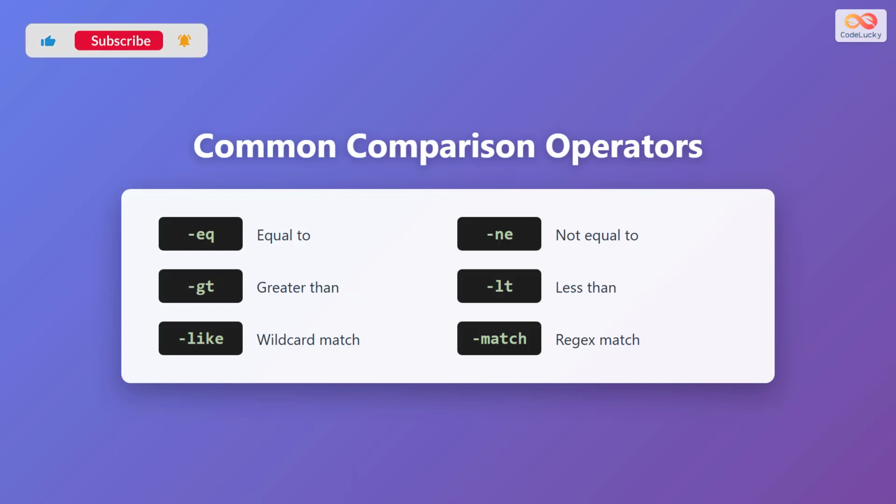PowerShell provides several comparison operators for filtering. -eq tests if two values are equal. -ne tests if they're not equal. -gt checks if the left value is greater than the right, while -lt checks if it's less than. -like performs wildcard pattern matching, useful for text patterns. And -match uses regular expressions for more advanced text matching. All these operators are case-insensitive by default.